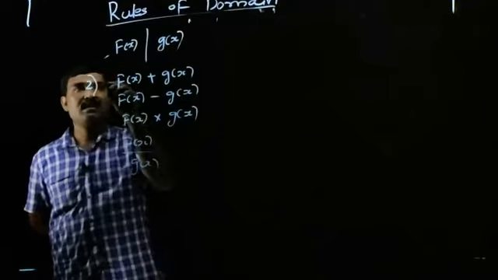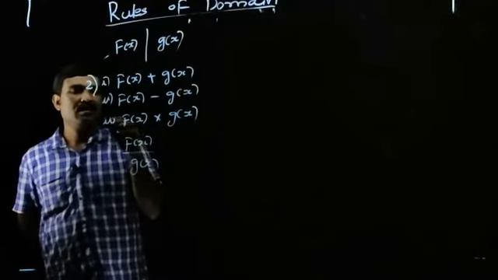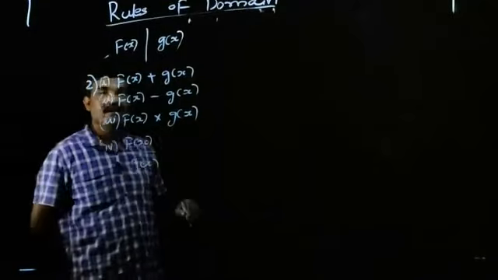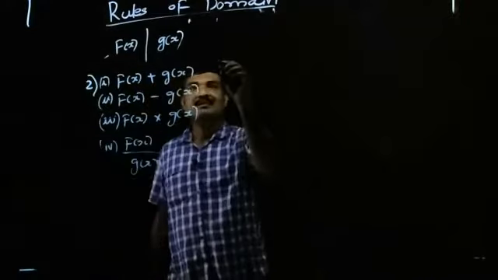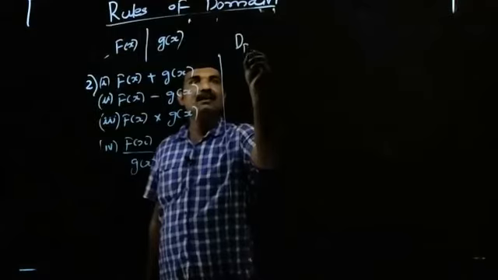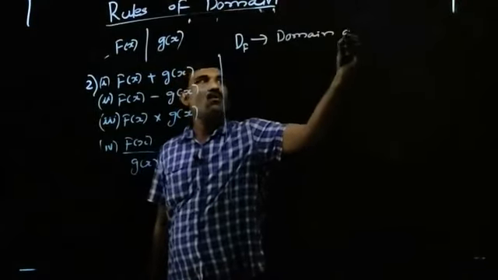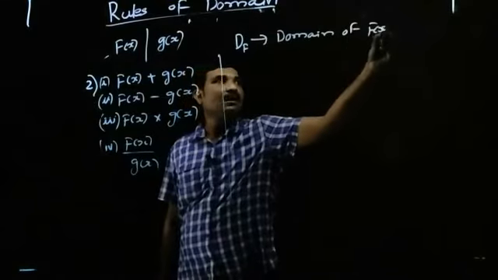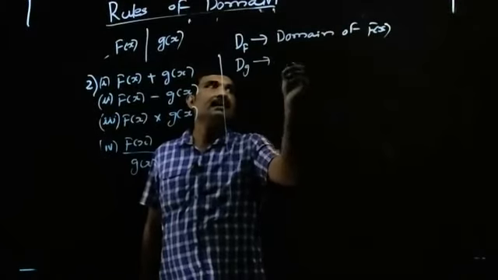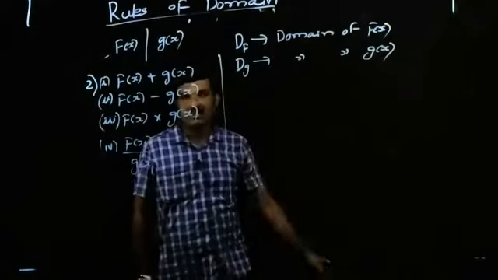So we have four cases, case 1, case 2, case 3, and case 4. We want to determine the domain. Let the domain of f of x be denoted by Df. So this is our domain of function f of x. And Dg will indicate the domain of function g of x.